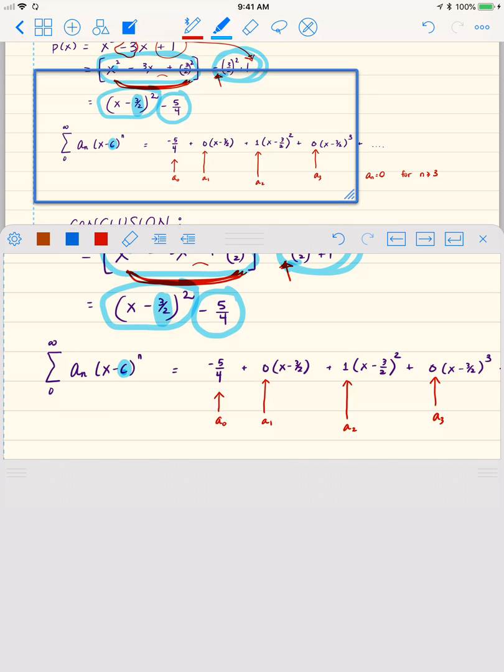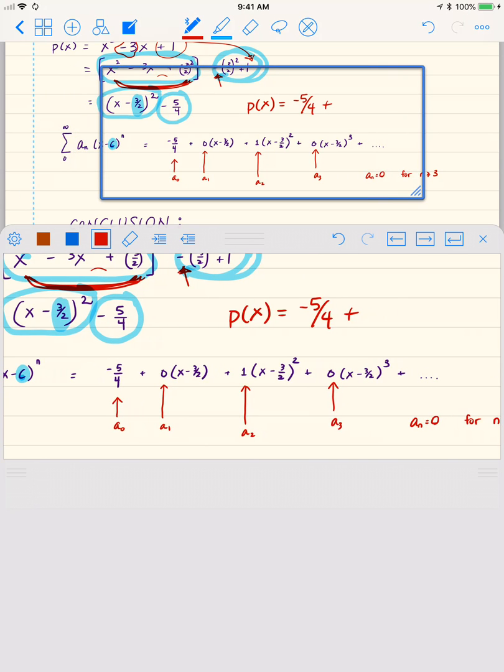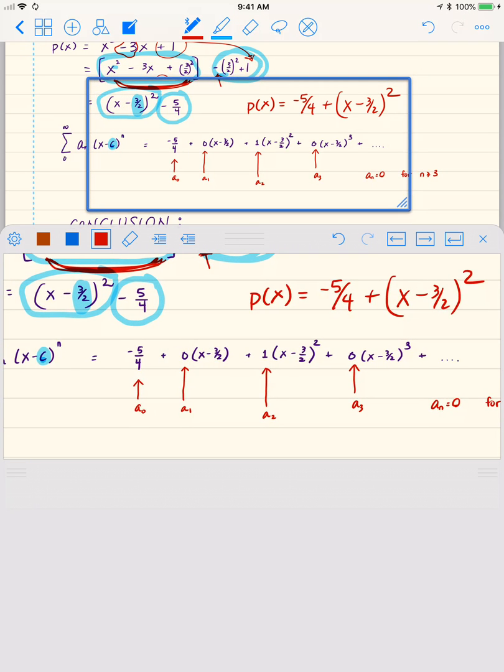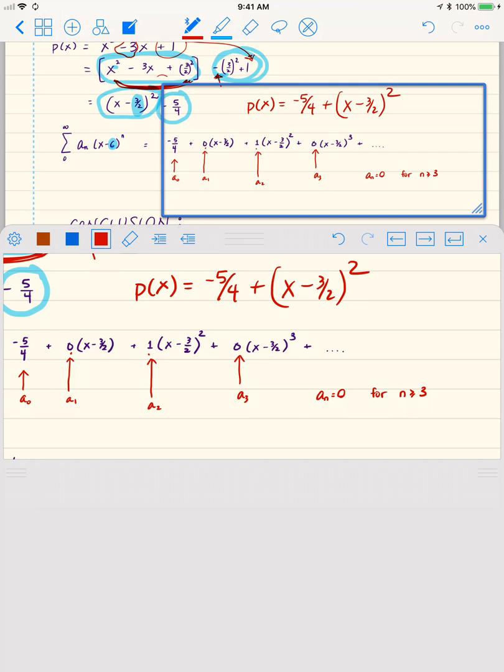To get those coefficients, we just write it out. We have p of x equals negative 5/4 plus x minus 3 halves quantity squared. And the idea is to see how this is a power series. Well, our first term is negative 5/4. The second coefficient is 0. The third coefficient is 1, right? And then the rest of the coefficients are 0. So a sub n equals 0 for all n greater than or equal to 3.